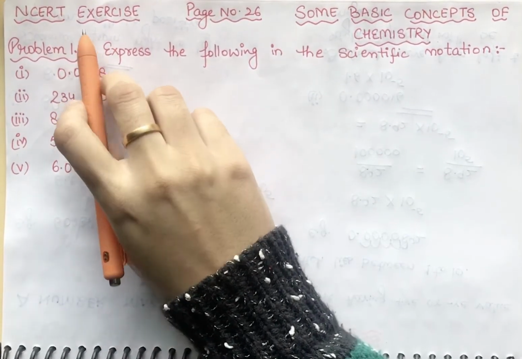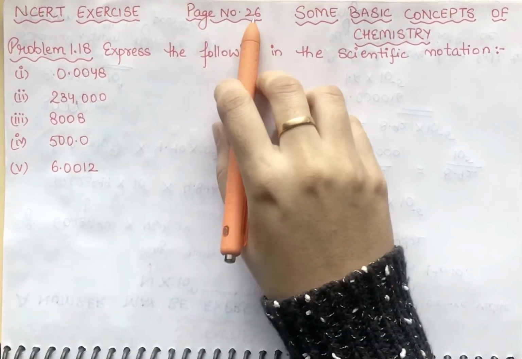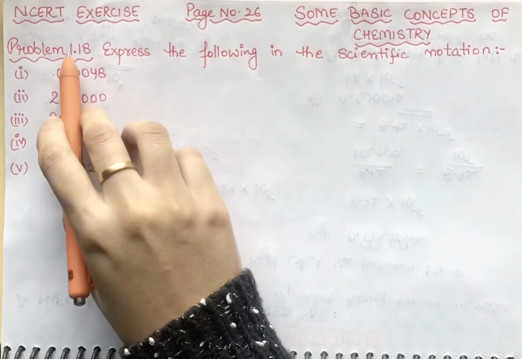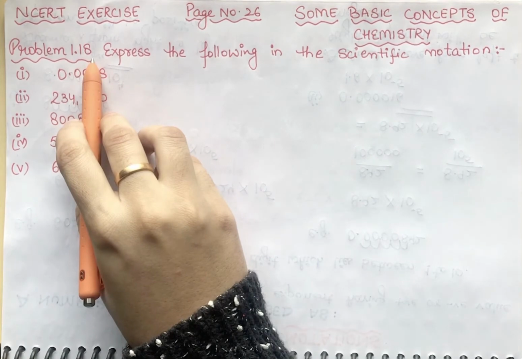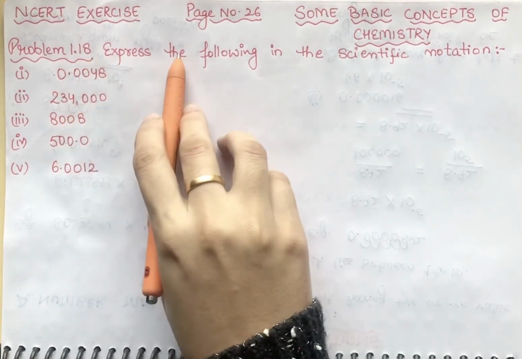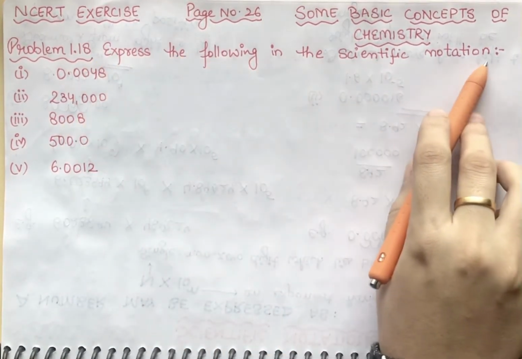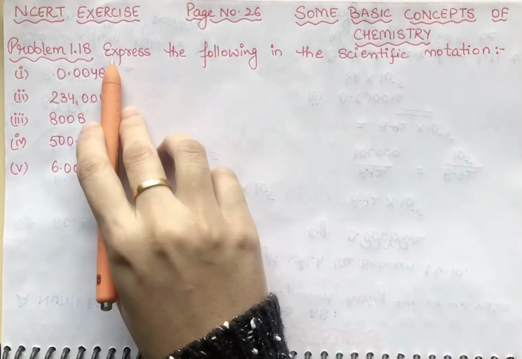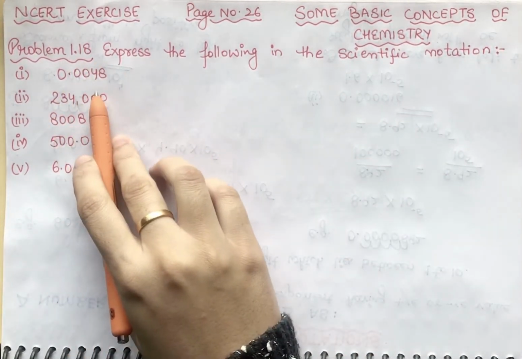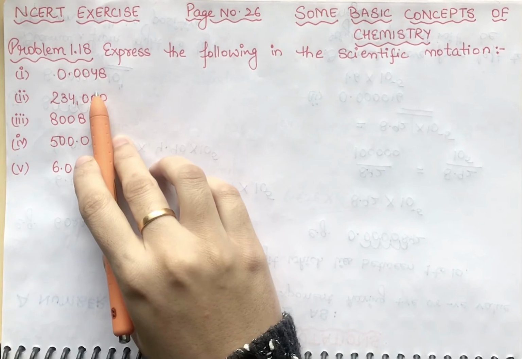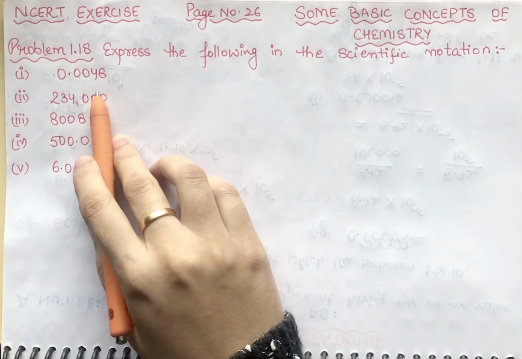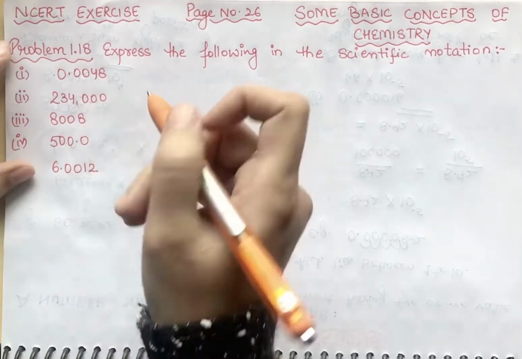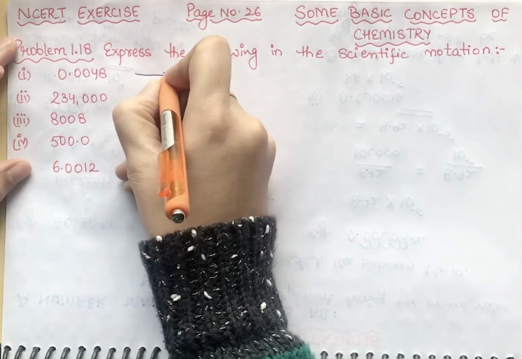Students, this is an NCERT problem present on page number 26, and it is problem number 1.18. In this problem they are saying to express the following in scientific notation. You have to express these values in terms of scientific notation, and we know the basic rule to find the scientific notation. So let's start with the first one.